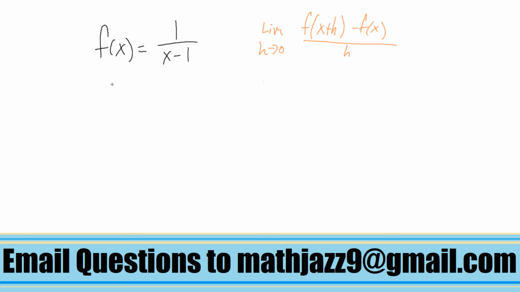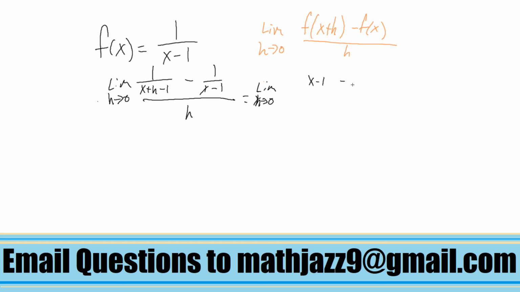So we're just going to plug f into this. We get the limit as h goes to 0 of 1 over x plus h minus 1, minus 1 over x minus 1, all over h. That's not too bad. It looks a little strange, but all we're going to do is combine our fractions on the top.